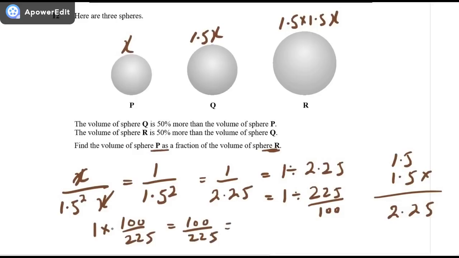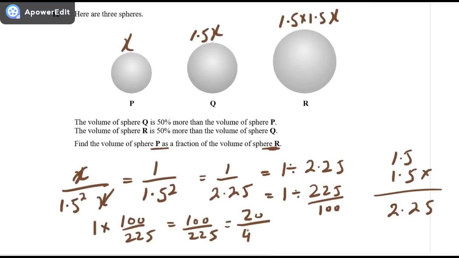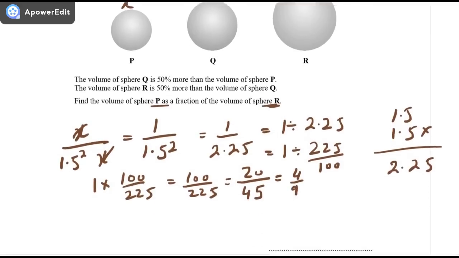This one now I can divide by 5. So 100 divided by 5, I got 20. Then 5 times 5 is 25, so I'm going to get 45. Sorry, 20 over 45. So I can divide by 5 again. So this is going to be 4 over 9. So this is my answer, 4 over 9.